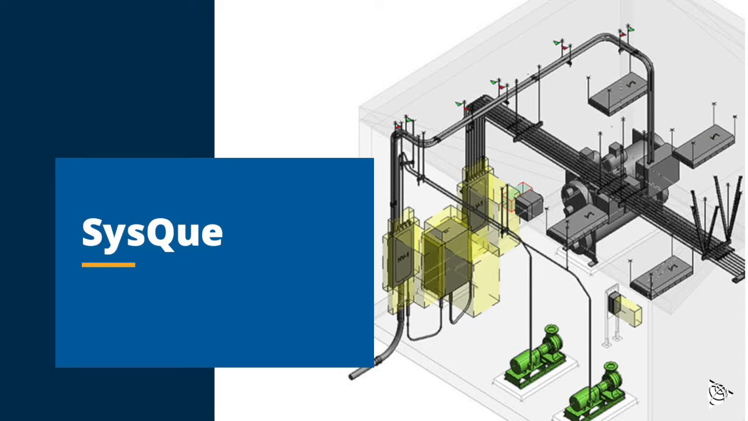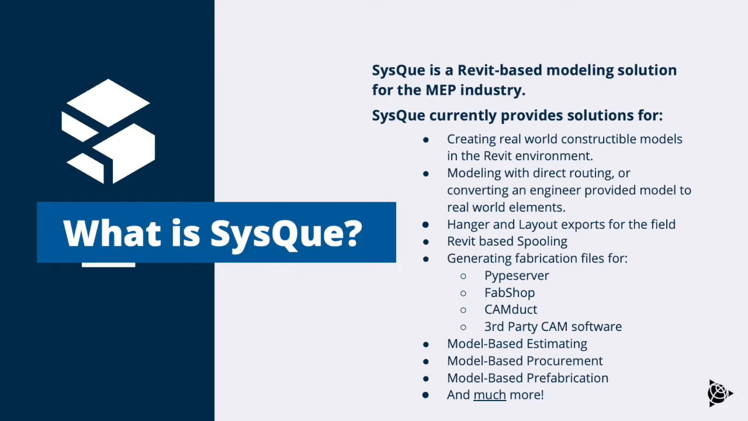Thanks, Doug. So real quick, before we get into some of these valuable connected workflows, Doug mentioned something about model distribution and the model being a data source. So what is SysQue exactly, right? SysQue is a Revit-based modeling solution for the mechanical, electrical, and plumbing industry. We've been around for some time, since 2013, I think, was the flagship, recently purchased by Trimble, 2018, I believe. And since then, we've been building our solutions for the industry.